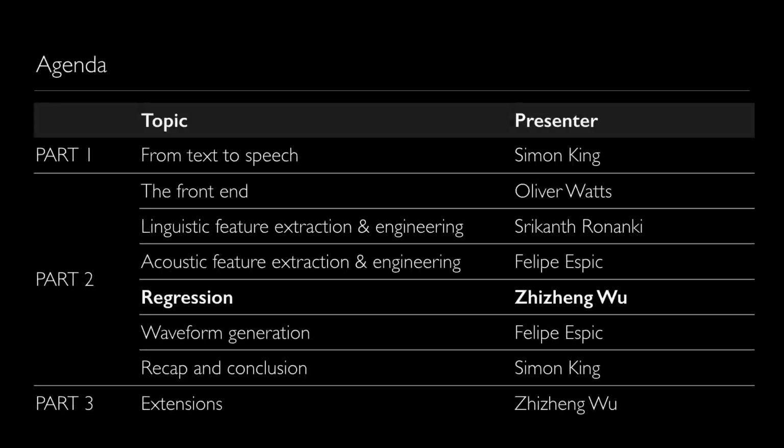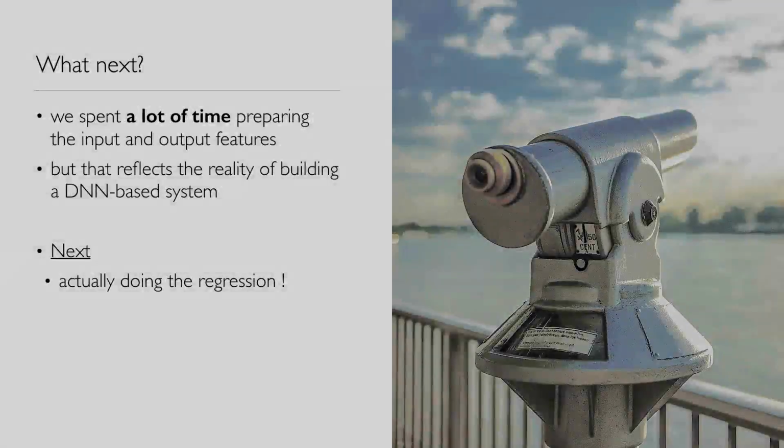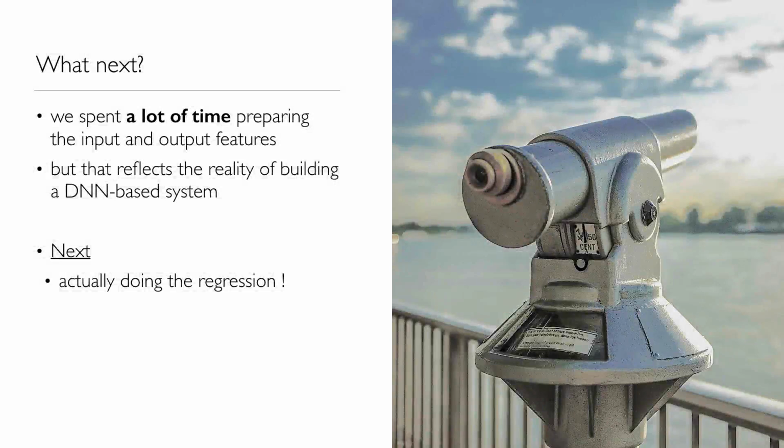I will talk about the regression part after we get the data from the linguistic features and the acoustic features. I think Srikan and Felipe already talked about how we get the linguistic features for the neural network training, and also how we get the acoustic features. So after that, the only problem is how we do the regression. The regression will be very straightforward, just to map the input data to the output data.